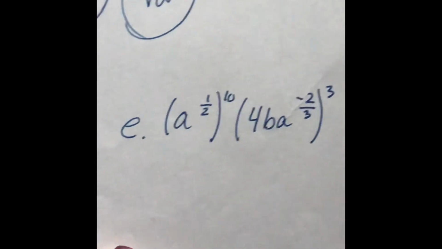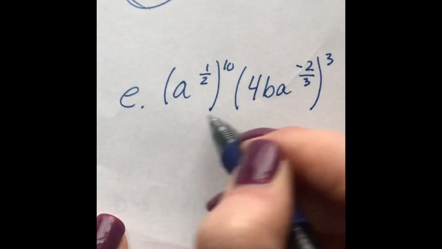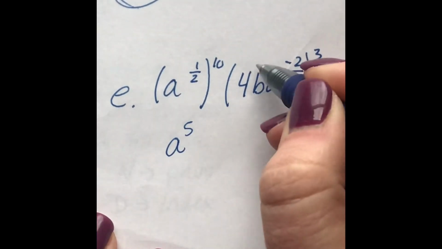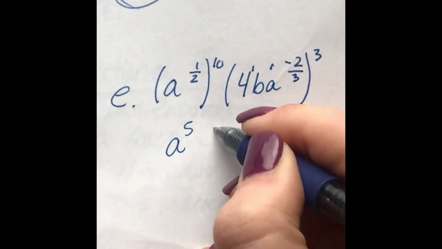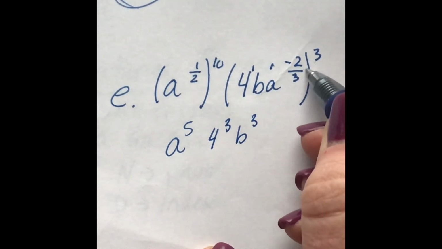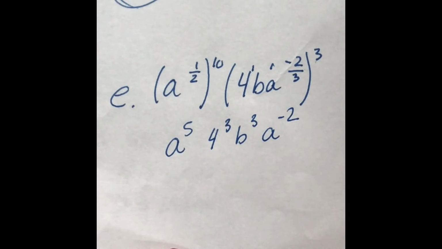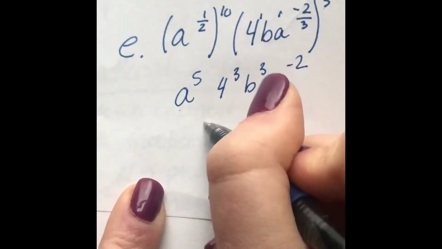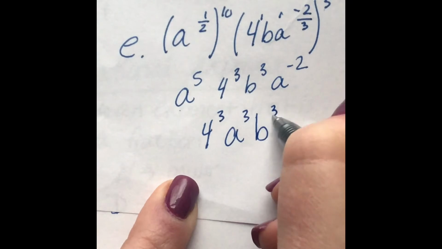And here we go with part E. Again, I'm going to distribute this 10 to this one. So a to the 1/2 to the power of 10 is going to be a to the 5. I'm going to distribute this 3 to all of them. Remember, if there's no exponent written, there's an invisible one. So we're going to have 4 to the 3rd, b to the 3rd, and then this times -2/3 is a to the -2. Then I'm going to continue to combine my a's. So our final answer is 4 to the 3, a to the 3, b to the 3.